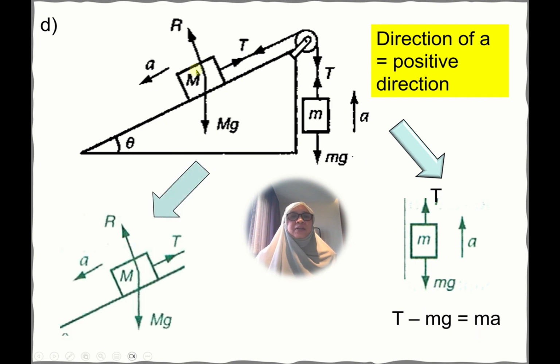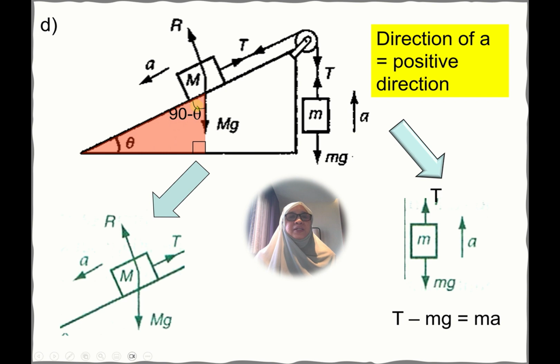Okay, for the bigger block, we have Mg downward and then R upward, the reaction force by the inclined plane here. Mg is downward because this is the weight of the M. And the direction of A is this way. So using F equals MA from Newton's law, we need to resolve the component of Mg. So this is the angle given, theta.